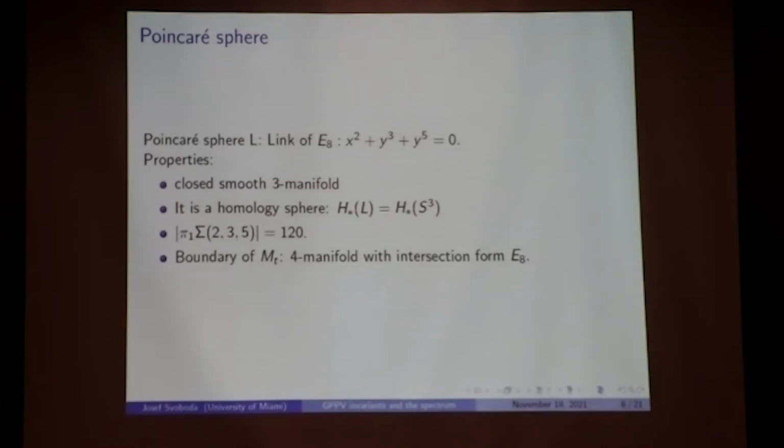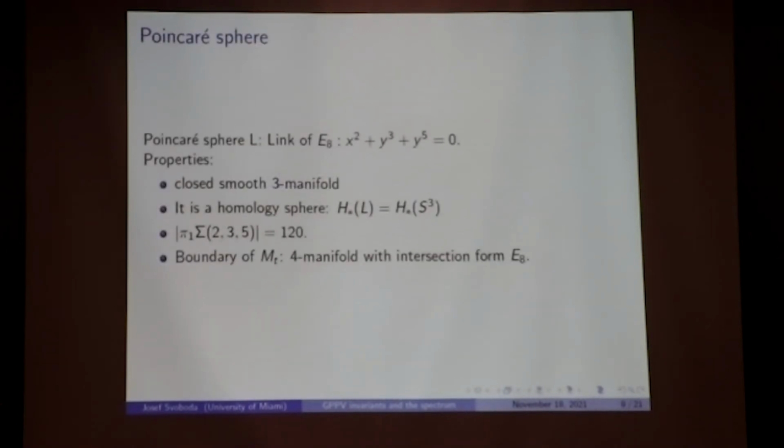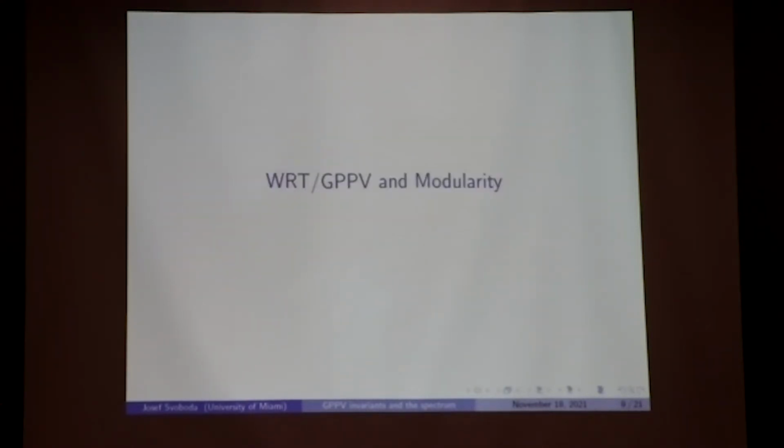But still, it's not a three sphere because if you compute the fundamental group, then it has 120 elements. And another property is that we have this boundary. It's a boundary of this Milnor fiber, and as I said, this is a four manifold with intersection form E8. Okay. So this is just a preparation, and now I will come to the main point.